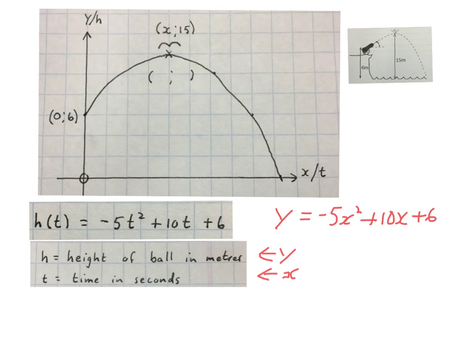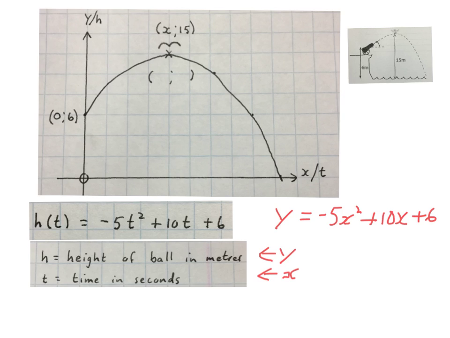Not very important, but they told me that h will be the height of the ball in meters, and t will be the time in seconds. It's very much the same as when we wrote the equation like this, y equals minus 5x. You can change this to y and x if you want to. So your height will be your y values and your t will be your x values, if you want to look at it that way.